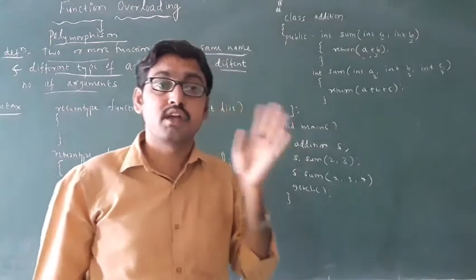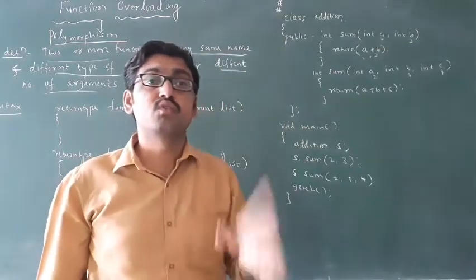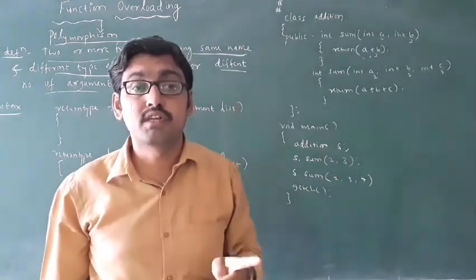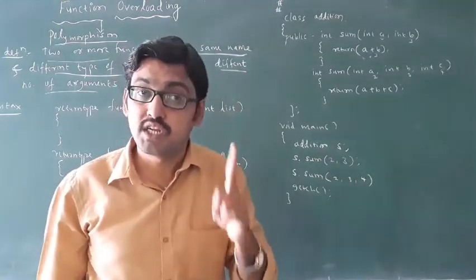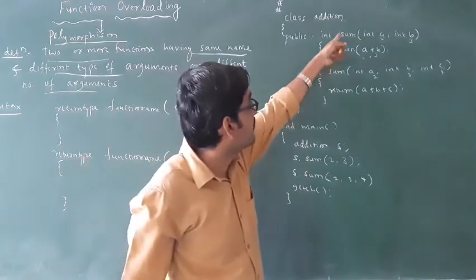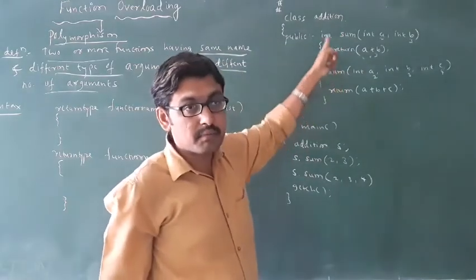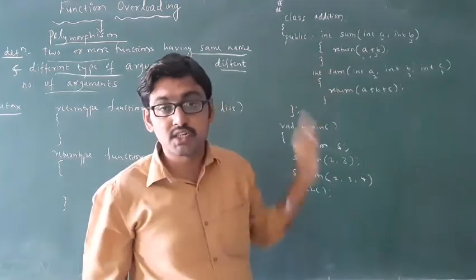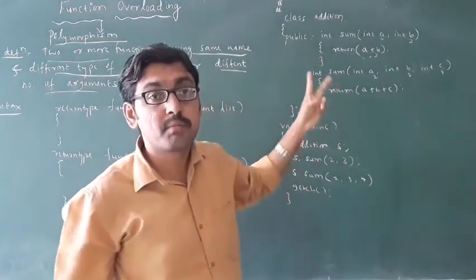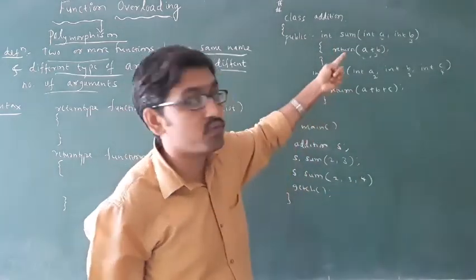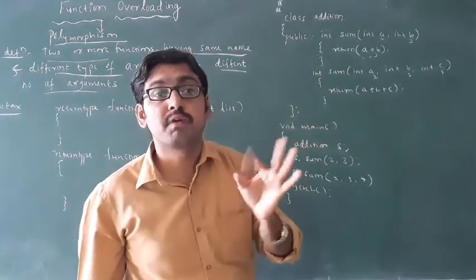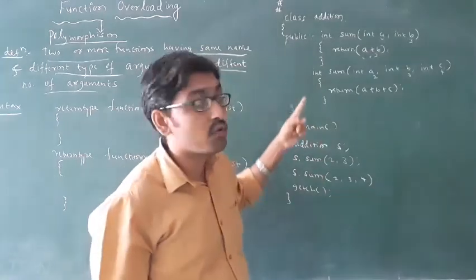Already in first year I told you so many times what is the use of polymorphism. You can perform different operations by using the same function name. See, I am using the same function name here. Sum is the same function name. This is one same function, but I am performing two operations. Which operations? Addition of two numbers and addition of three numbers. You can easily perform. Okay, like this you have to remember.